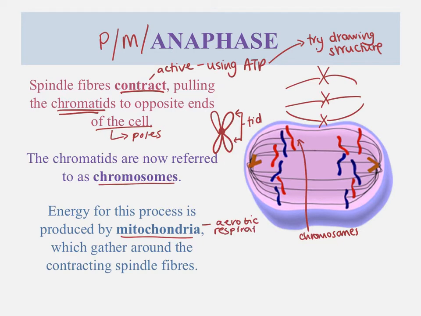Okay, now what we've got here is a massive collection of those mitochondria gathering around the spindle fibres. So these cells that undergo a lot of mitosis will be really energy heavy, but also produce a lot of energy as well. So these are very, very metabolic cells.